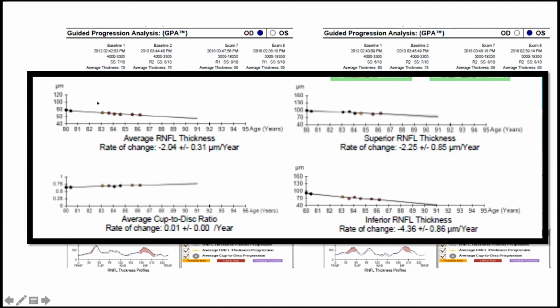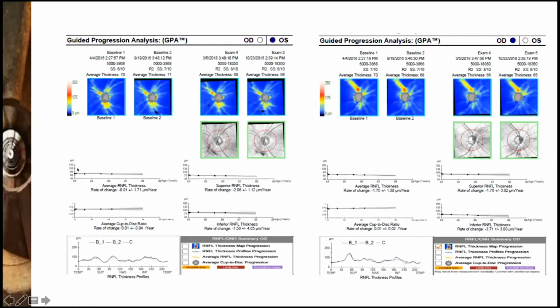And so what you can do in your instrument or through Forum, you can go in and change the baseline so that now we say, okay, since we got him on his therapy, what's happened? And when we do that, what you see is really quite a flat line. Now, his nerve fiber layer is much thinner now, right? Because we know that he had that progression during the period of time when he wasn't using any therapy.